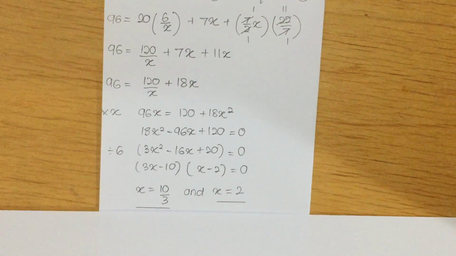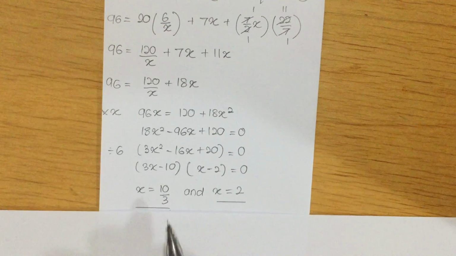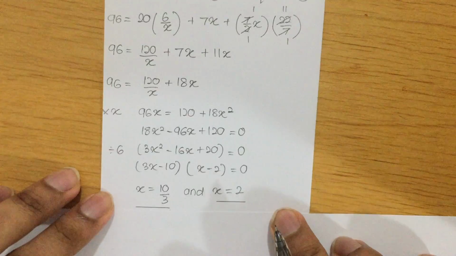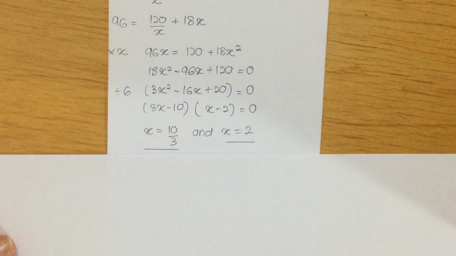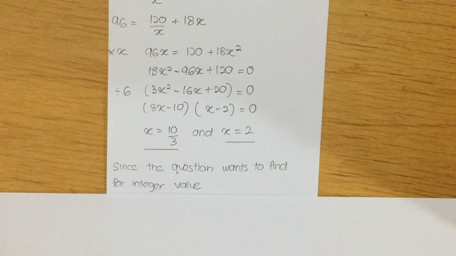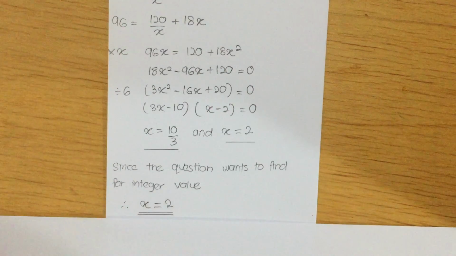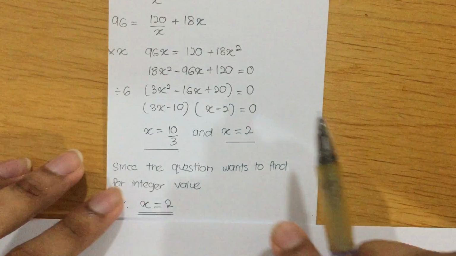But then please take note, guys. The question asks to find an integer value. By the way, our 10 over 3 is not an integer. So what is an integer, guys? An integer is something that involves a whole number, like 1, 2, 3, -1, -2 and so on. That is an integer value. So that's the basic explanation. So since the question wants to find the integer value, our x value can only be 2. Let us continue.